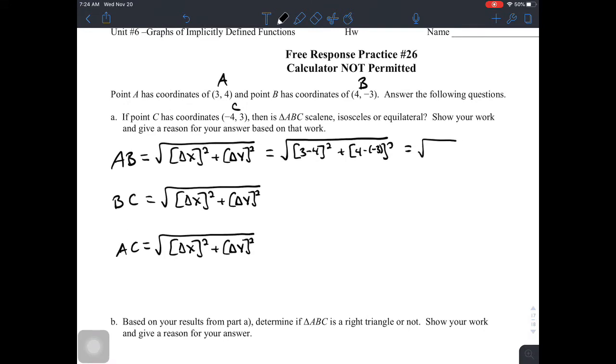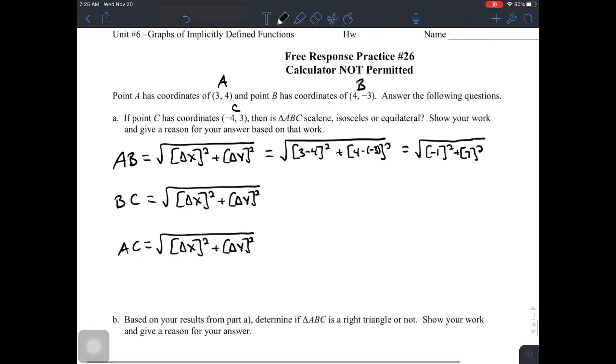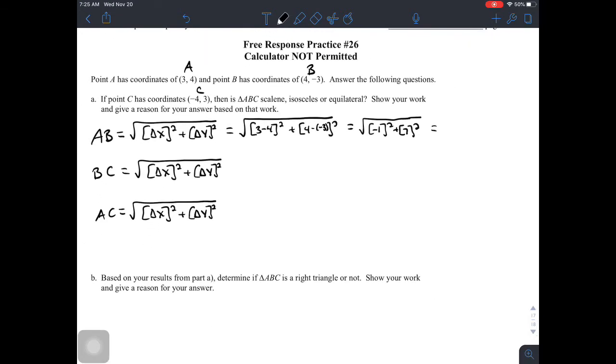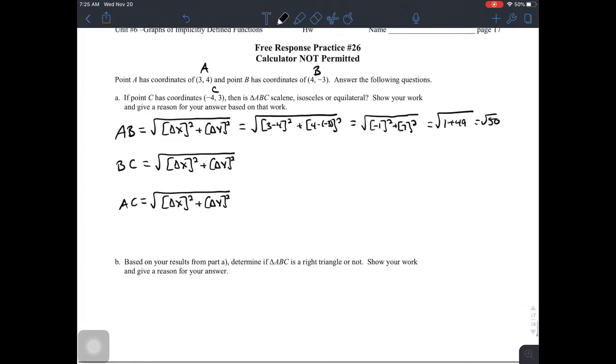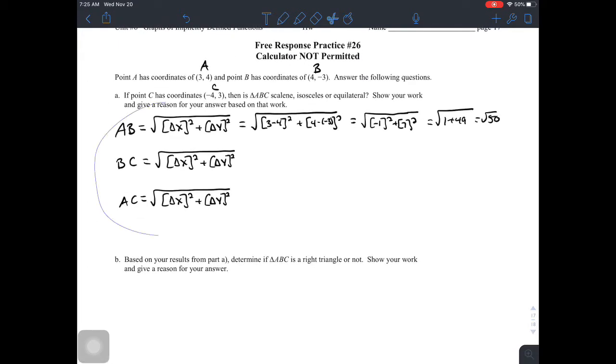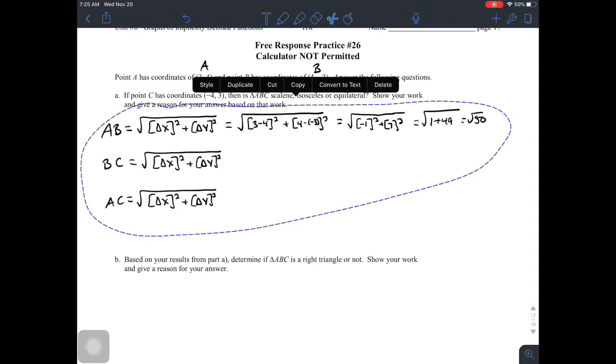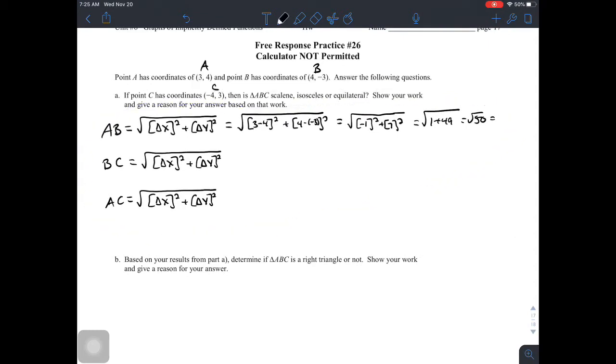3 minus 4 is negative 1. Haven't squared it yet, so got to keep it in a grouping symbol. 4 minus a negative 3 is like 4 plus 3, which is 7. Make sure that your square root bar comes all the way over top of this. Negative 1 squared is 1. 7 squared is 49. This is the square root of 50. 50 is the product of 25 and 2. 25 is a perfect square. Its square root is 5. 2 is not a perfect square, so that's 5 square roots of 2.